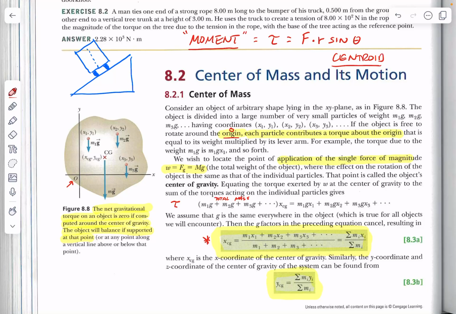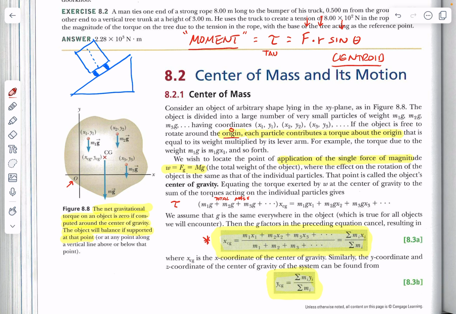We also learned in chapter 1 about something called a torque. It was represented by the Greek letter tau, and it was equal to an applied force times the distance that applied force is from the axis of rotation, assuming that they are perpendicular to each other. If they're not perpendicular to each other, we had the sine theta in there in order to get the perpendicular component of either the force or the radius in order to calculate the torque.